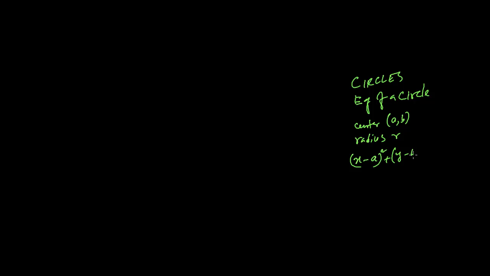Circles: if you want to find the equation of a circle, you need to know the center. Suppose it's (a, b), x coordinate is a, y coordinate is b, and the radius, let's call it r. So the equation would be (x minus x coordinate of the center) whole squared, plus (y minus y coordinate of the center) whole squared, equals radius squared. That's the rule that we're looking for when you're looking for a circle.